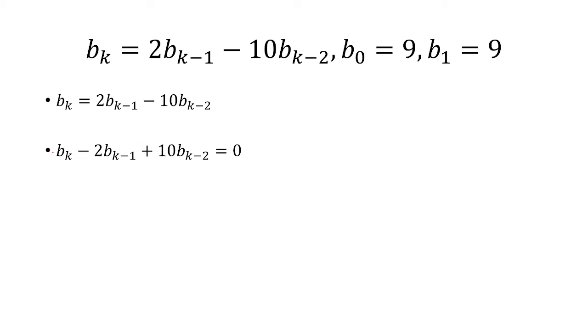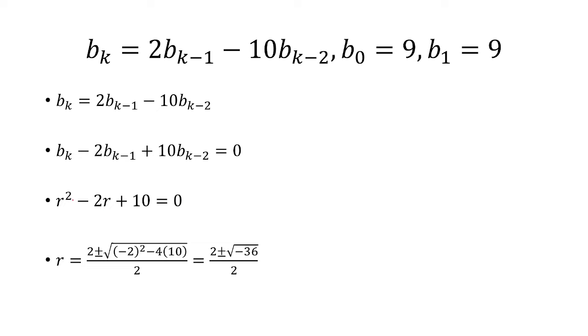This is going to be a quadratic in disguise for the characteristic equation. So we have r squared minus 2r plus 10 is equal to 0. We have to use the quadratic formula here because the discriminant is negative, and so we have 2 plus or minus the square root of negative 36 over 2. The square root of negative 36 is 6i, and so if we divide 2 and 6 by 2, we get 1 plus or minus 3i as the roots.